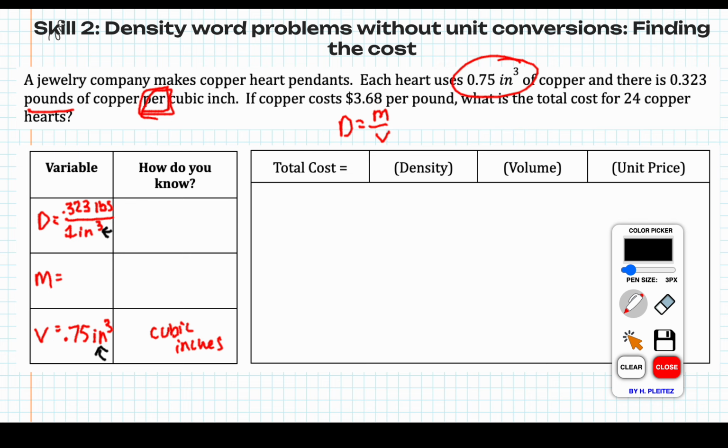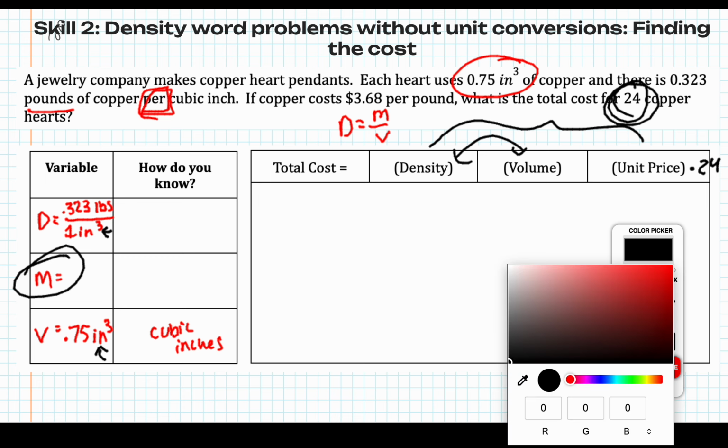Well, if we want to find the cost, we need to know how many pounds our pendants are going to be. So that's going to be finding the mass, just like we did before. We did density times volume to give us our mass. But now once we have that mass, we have to multiply it by that price. Now, since there are 24 copper hearts, we're also going to have to multiply by 24 as well, because these first three things are going to give us the cost of 1 heart, and we're going to have to just multiply by 24.